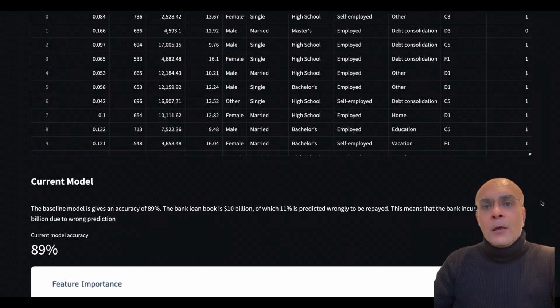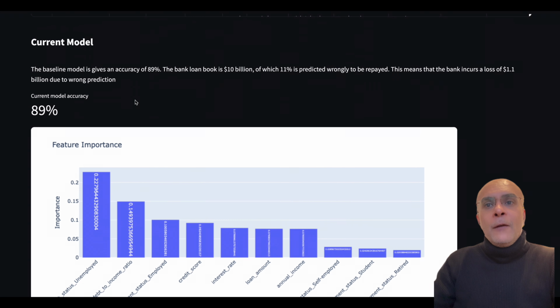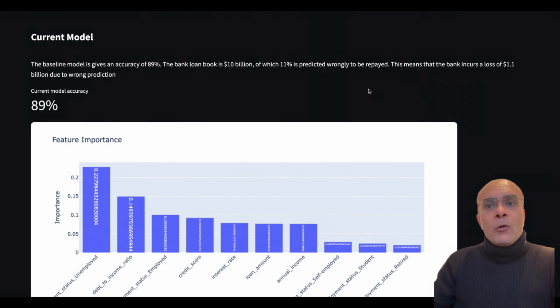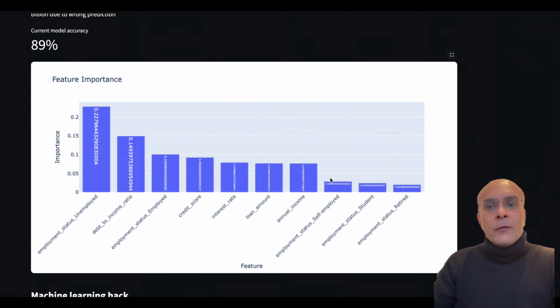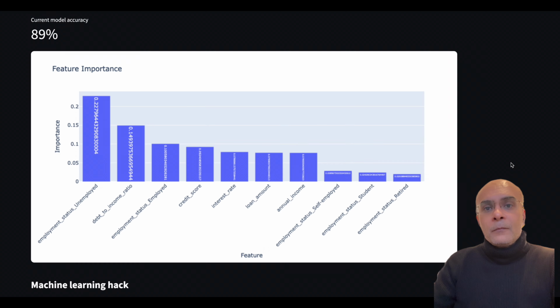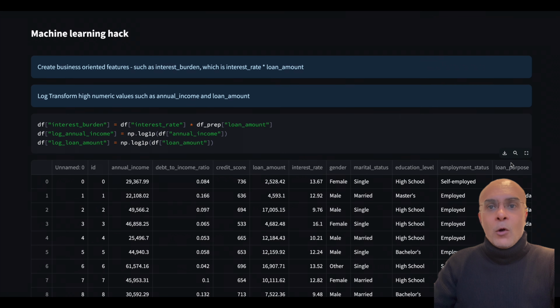The current model is giving an accuracy of 89%, which means that it is wrongly predicting for 11%. So if the bank loan book is about 10 billion, then 11% of 10 billion, which is 1.1 billion, is lost by the bank due to wrong predictions. You can also see the feature importance of the current existing model. Let us now apply the hacks to see if we can improve this machine learning model.